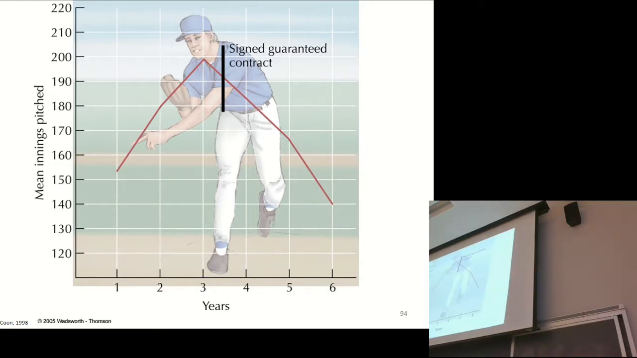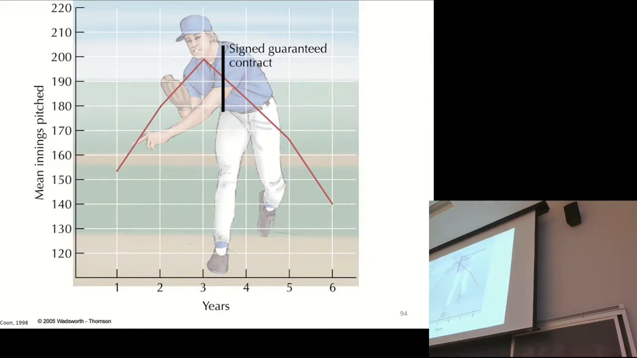And what this study found is that if you look at the rate of performance, meaning innings pitched, how many innings do these pitchers pitch in a year? What was the mean number of innings? Well, in their rookie year, when they were signed to a contingent contract, with bonuses or certain performance requirements, they pitched a certain number of innings. The next year, still on that contingent contract, they would pitch even more.